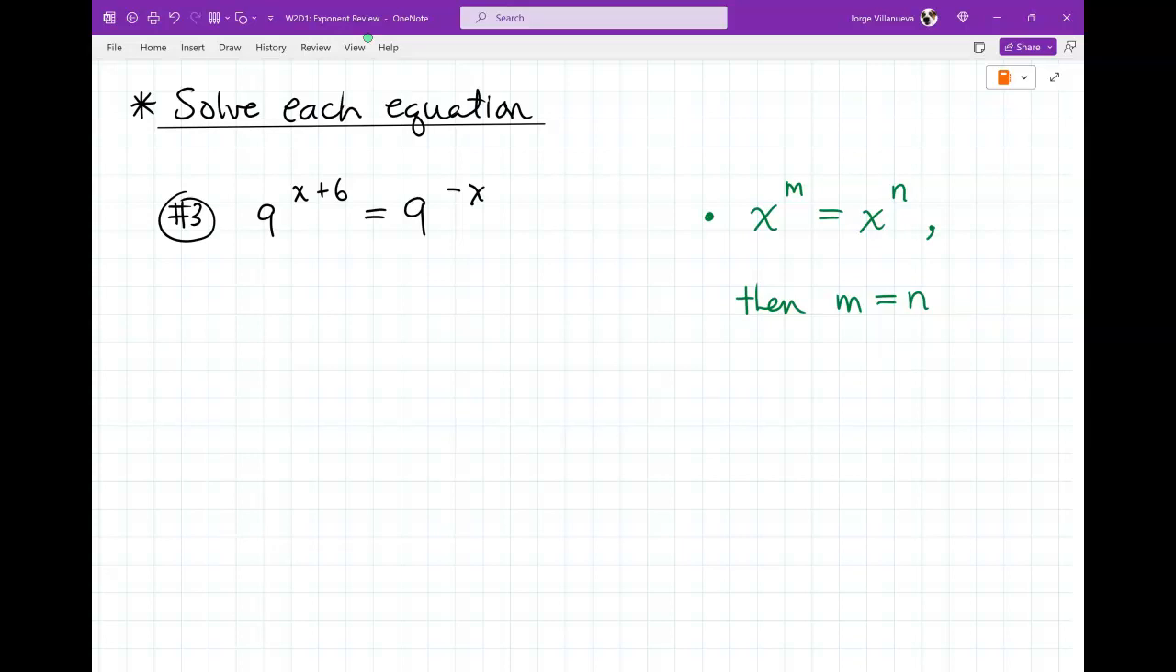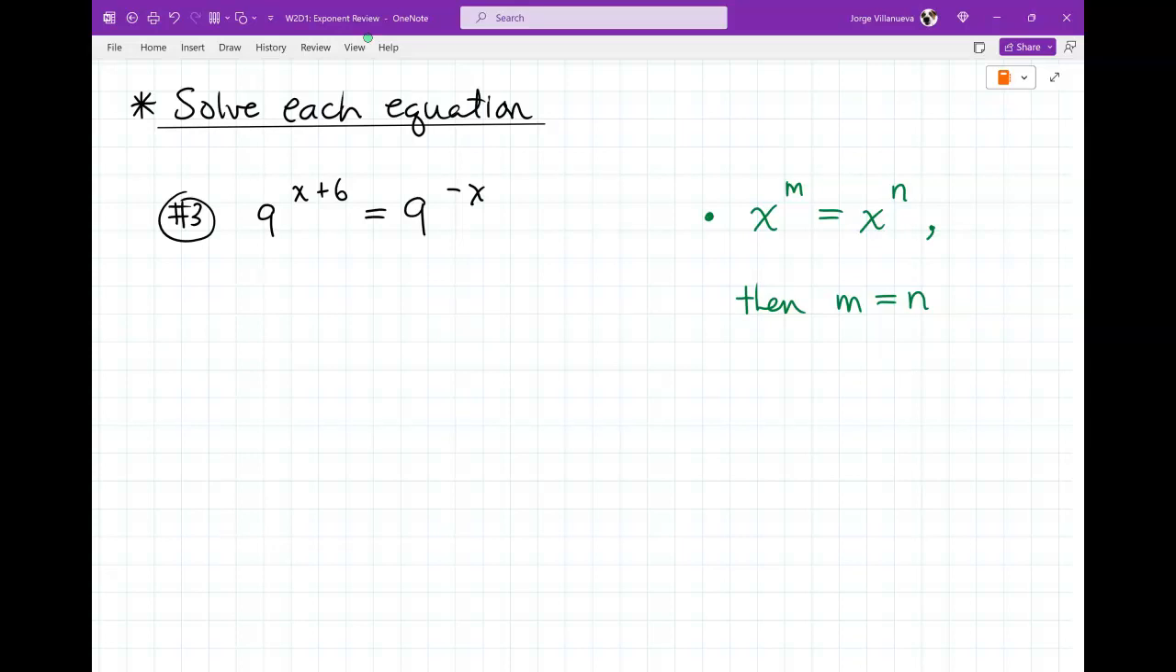Okay? So you'll notice for number 3, my bases match, right? 9 to the power of something equals 9 to the power of something. The 9s match up, which means, using this definition, I can actually solve this thing right away.